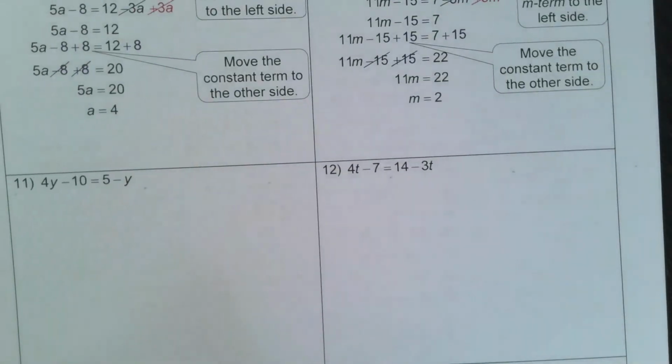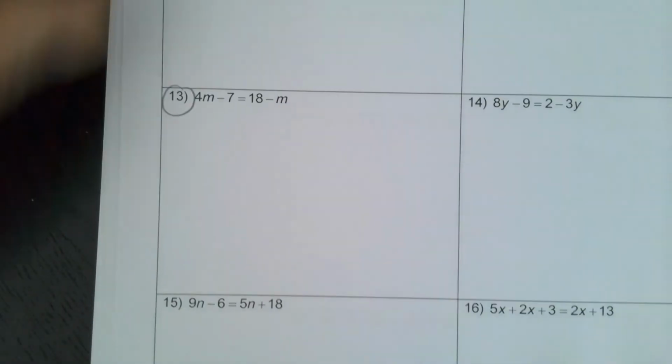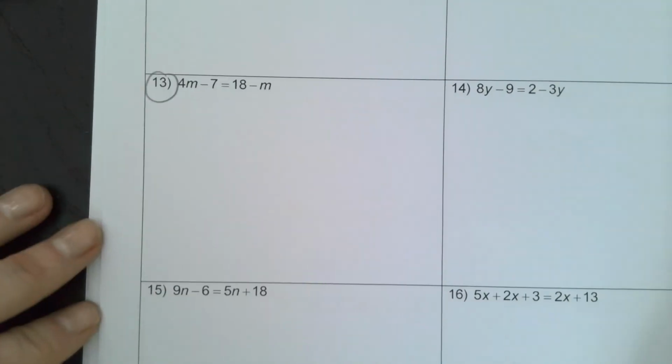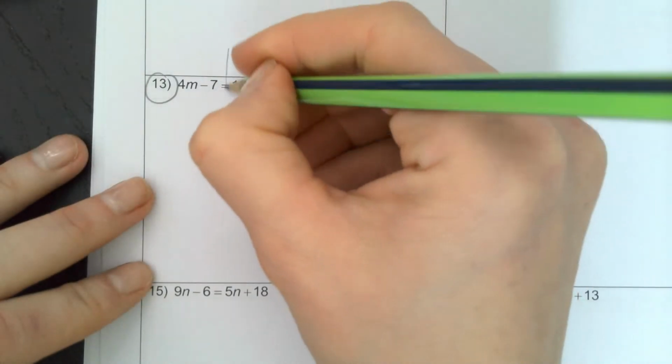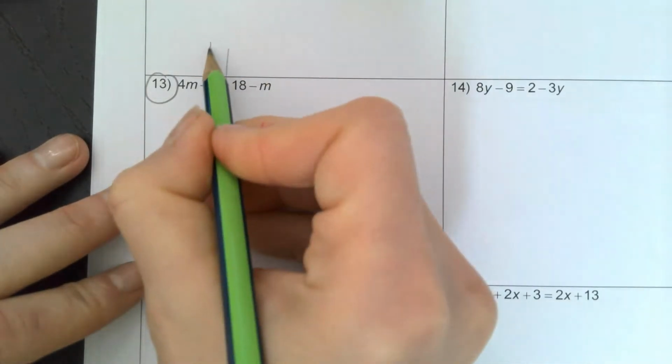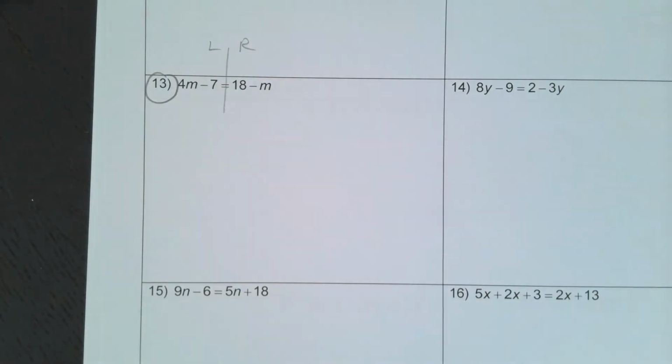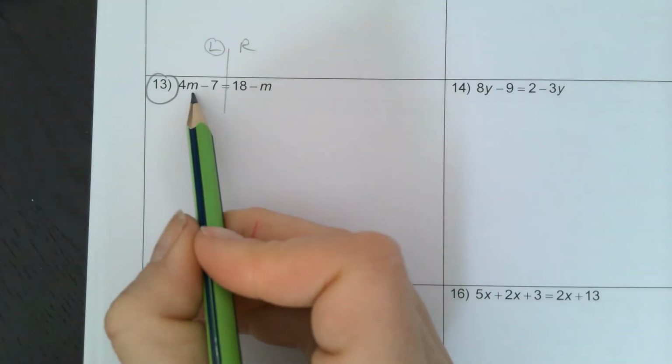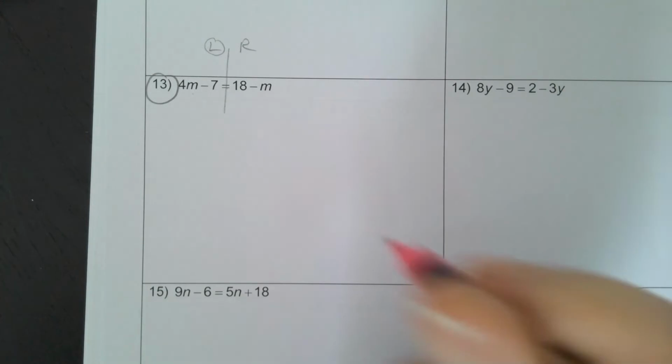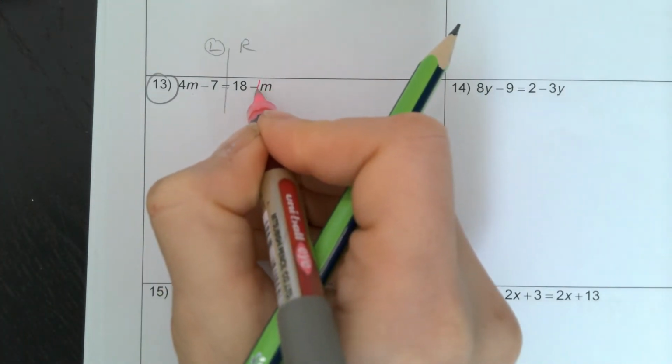Let's do 13. So now we're using the letter M. It's the same thing. Cut it at the equal sign to make the left and the right. And we want all our letters, our variables, on the left. So do I move the 4M or the minus, what's hiding there? A 1. Minus 1M.